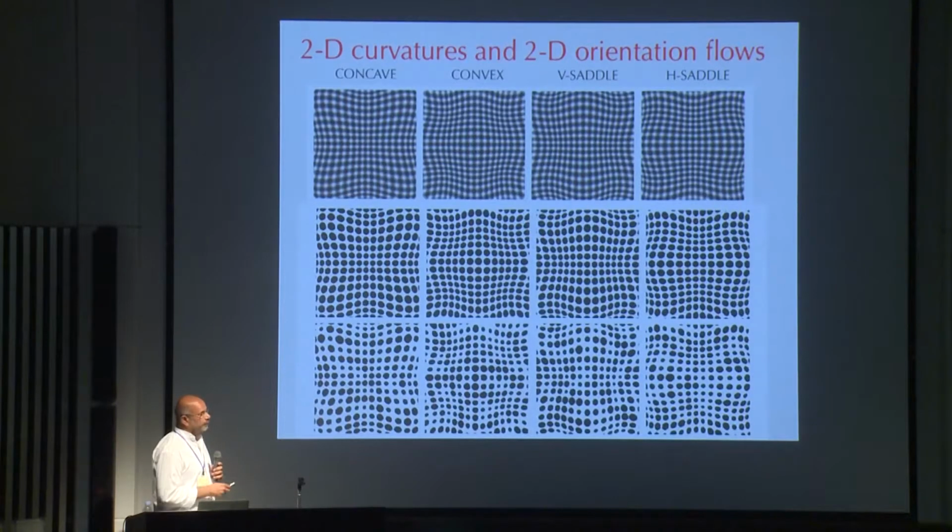And those are all one-dimensional curvatures and one-dimensional textures. So here I just wanted to show you that one can make 2D curvatures with 2D orientation flows. This is a concavity in the center, convexity. This is a saddle. This is another saddle, convex in one way, concave in the other. And here it is with dots and then with the random dots. And this works just as well, except that you now need a 2D texture.